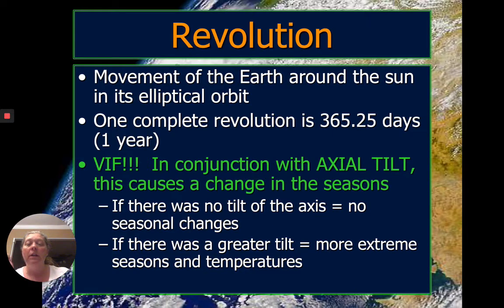Now, if the axis wasn't tilted 23.5 degrees relative to the perpendicular of the orbit of Earth, there would be no seasons. We would have the same weather pretty much all the time, all places on Earth, because there wouldn't be a varying degree of insolation. If there was a greater tilt, greater than 23.5 degrees, we would have even more extreme seasons. So our winters would be colder, our summers would be hotter. So a greater tilt, more extreme seasons and temperatures; no tilt, really no seasonal changes.